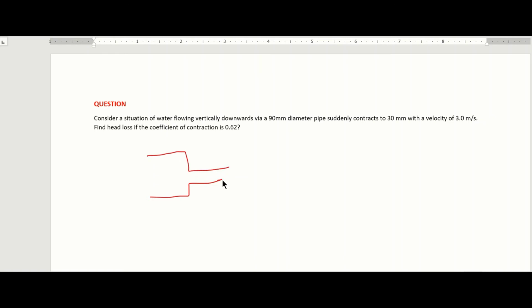All right, this is a sketch. So this is the entrance. This is my V1 right here, and this is my exit. So this is my V2, and we are told that at V2 it is 3.0 meters per second, and also our diameter D2 is 30 millimeters, and my D1 is 90 millimeters.